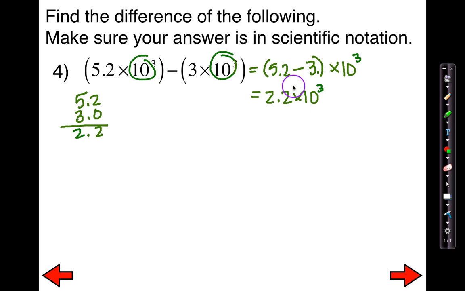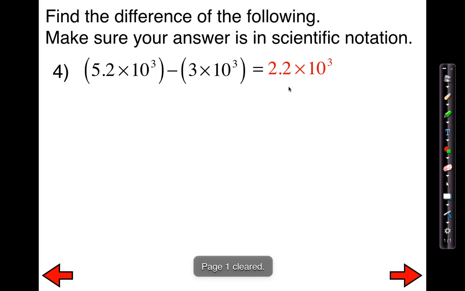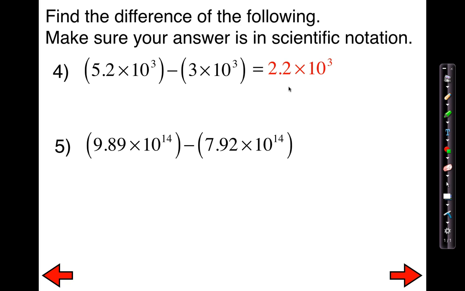I'm going to check that my coefficient is between 1 and 10, which it is, so that is my answer, 2.2 times 10 cubed. Now let's take a look at another example.